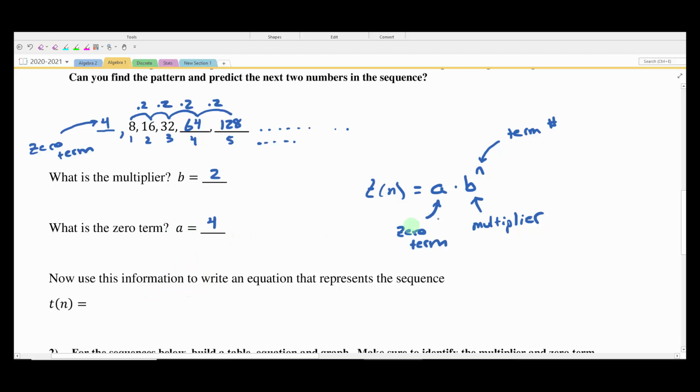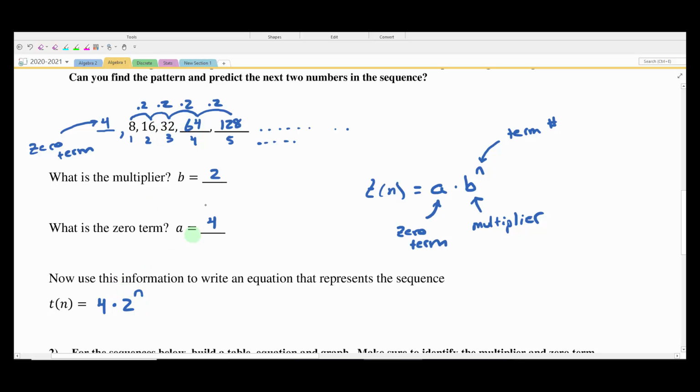All right, so our zero term comes first, right? So we have t of n equals our zero term, which is 4, times our multiplier, which we found to be 2, and that needs to be raised to the n power. Okay, so this is our equation, right? This is the equation that would generate the term values for our sequence.